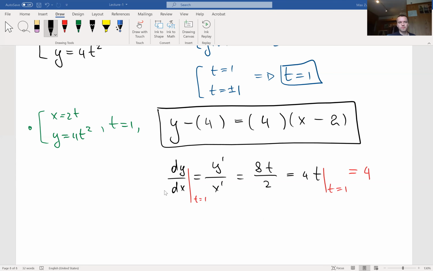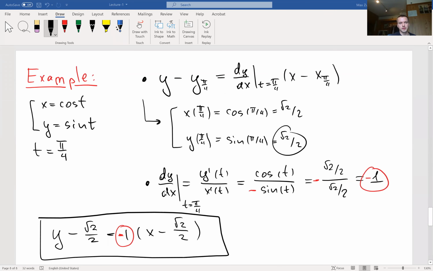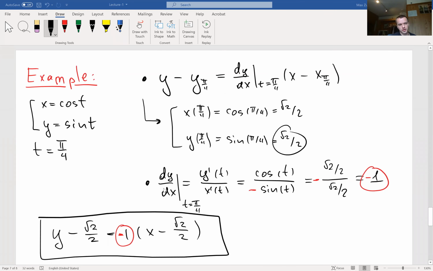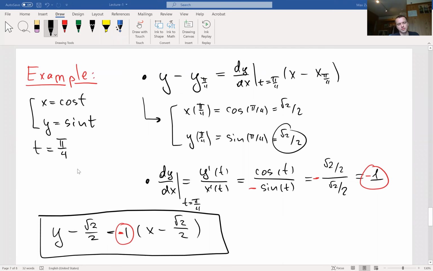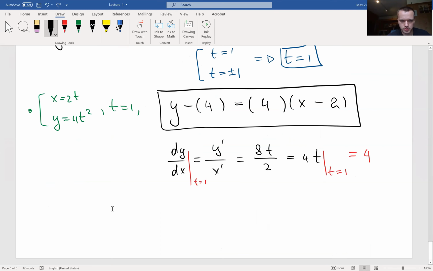Okay, so these were two examples for finding the equation of the tangent line. So sometimes you can be given your parameter t, and sometimes you don't know what your t is. So you need to do this step to figure out what your t is. So it's one tricky thing. Okay, let's do the next example.